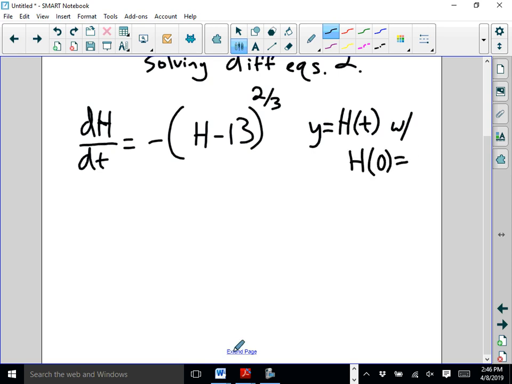Okay, if we wanted to solve this type of problem to find h of t, we want to go from dH/dt to h of t, so we have to do an antiderivative, and we have to do this by separating the variables. Once again, notice that there's no t on the right side of the equation. That's okay. I'm just going to leave that coefficient of -1 there to be with the dt, and I'm going to divide the right side by the quantity h minus 13 to the 2/3. So separating the variables here, I end up with this.